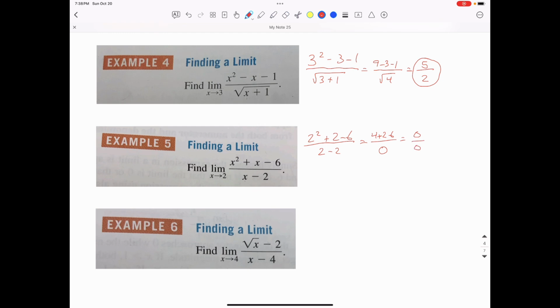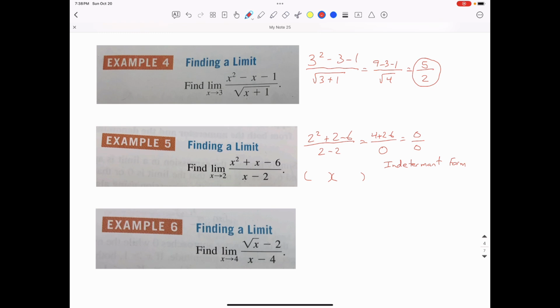Mathematicians refer to 0 over 0 as an indeterminate form. Zero over 0 does not help us at all in finding limits, and that often happens when we try direct substitution. So direct substitution is not going to work because we get 0 over 0, that indeterminate form. We have to try some other techniques. On this particular one, if you notice we have a trinomial in the numerator, let's try factoring that trinomial.